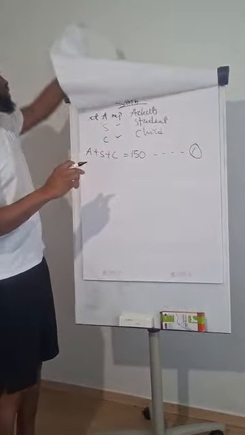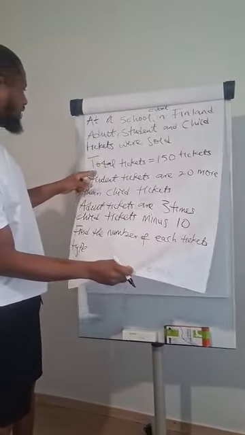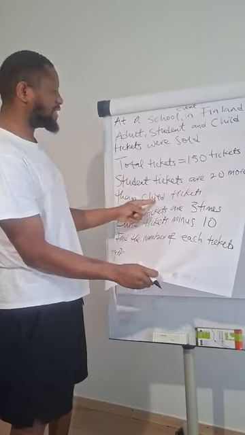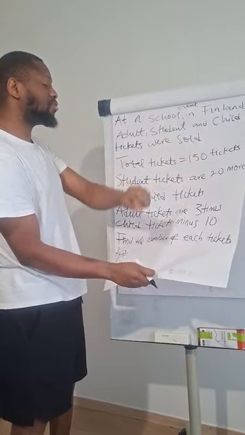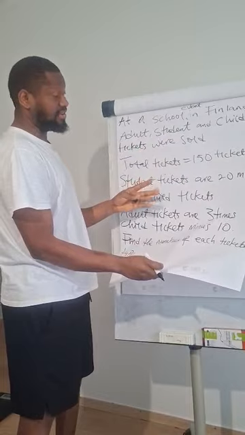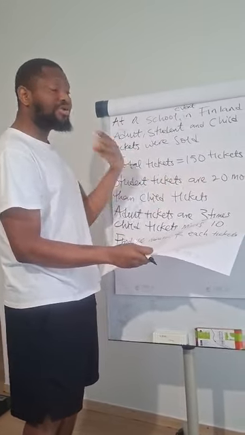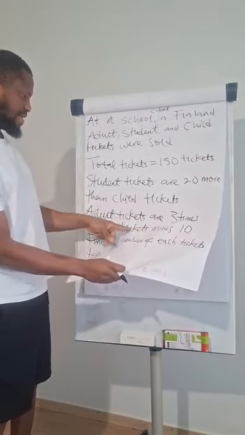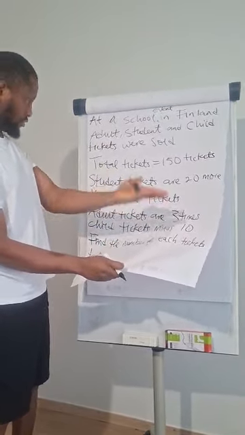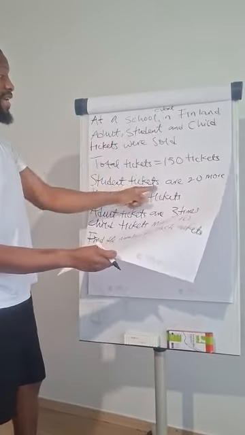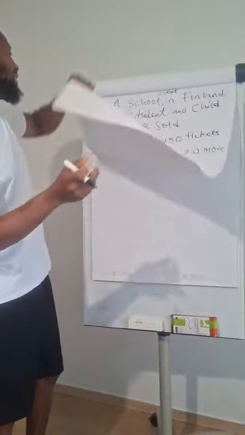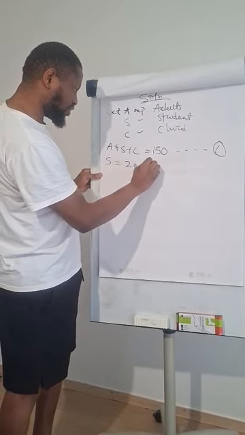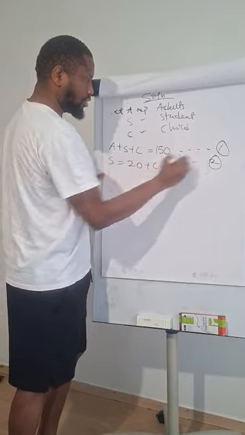Then it goes further to state that student tickets are 20 more than child tickets. When they say 20 more, it is like 20 plus, and when it says minus, it is of course subtraction. So student tickets are 20 more than the child ticket: S = 20 + C. Make this equation 2.